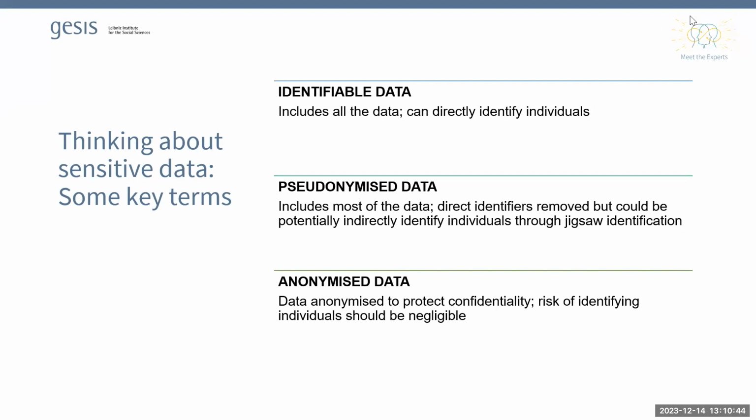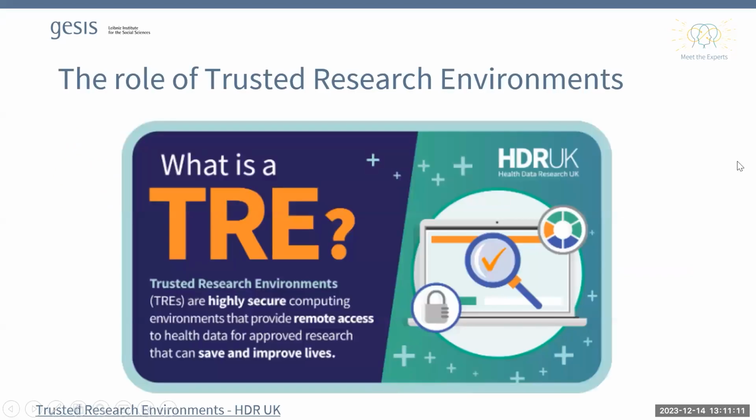And it's in this middle category that we find what we call sensitive data. So this is data that we know is potentially identifiable. And of course, once we know that this risk exists, we have to put appropriate safeguards around the data. We can't just allow this to be downloaded. So this is where the trusted research environments come in.